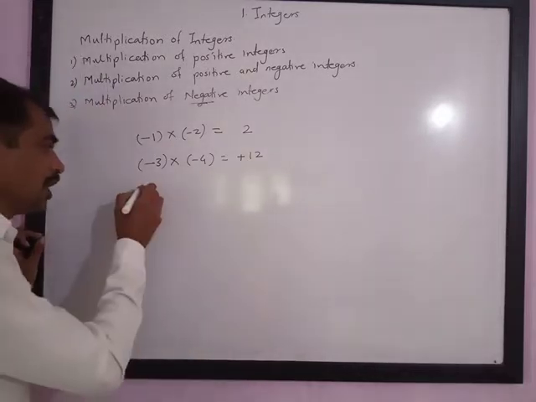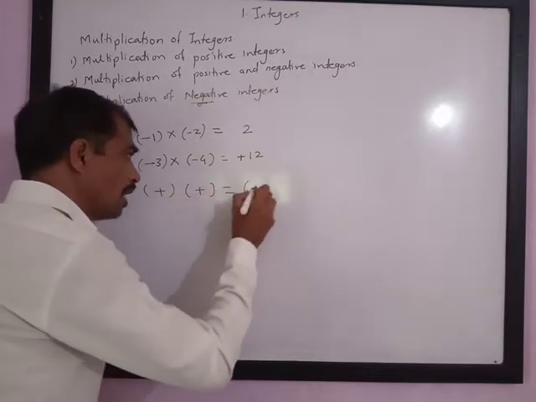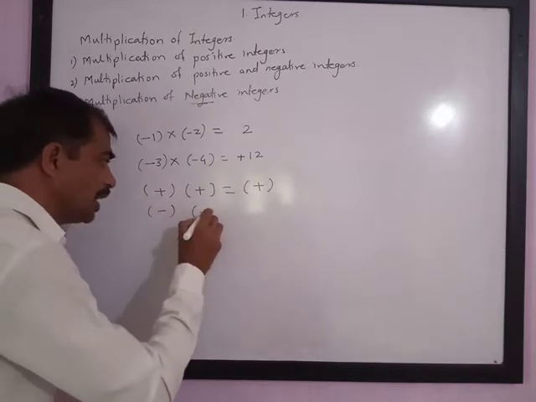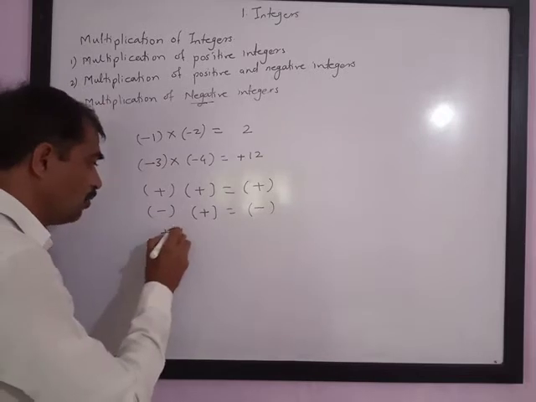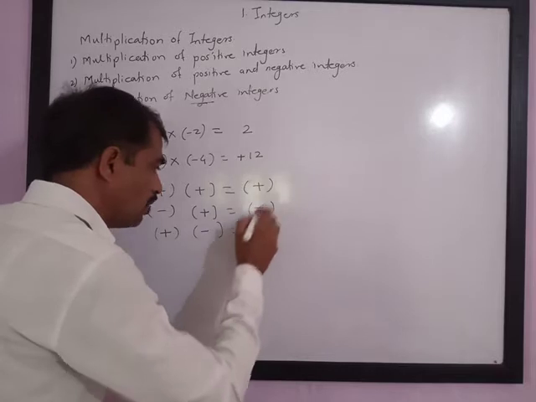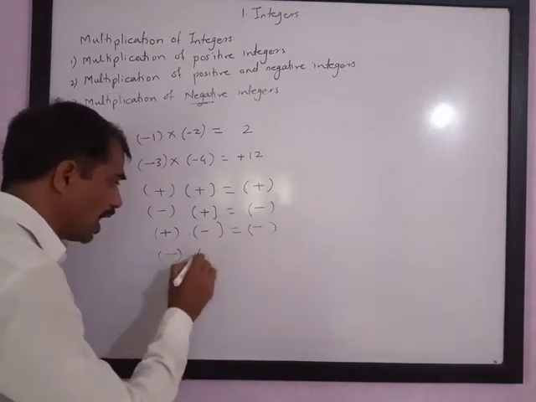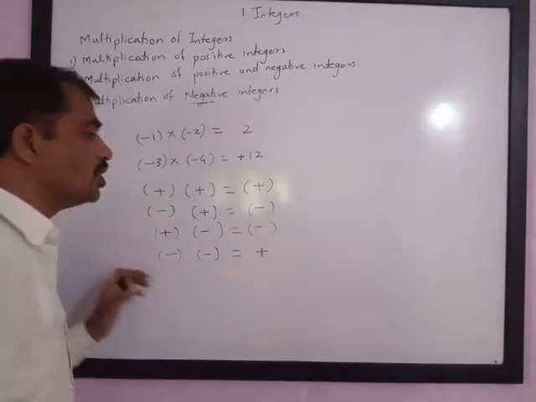Please understand, if both the integers are positive, the answer will always be positive. If one of the integers is negative, the answer will always be negative. If again one of the integers is negative, the answer will always be negative. If both the integers are negative, the answer will always be positive.